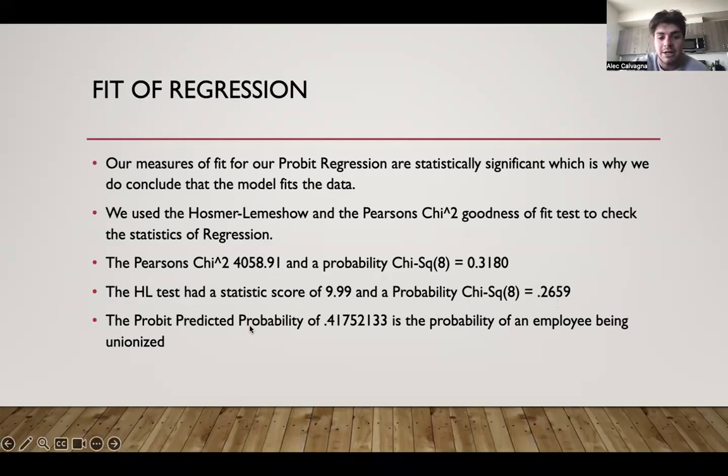The probit predicted probability, meaning our constant, was 0.41752133, meaning that is the direct chance of a person from our data set being a unionized employee.